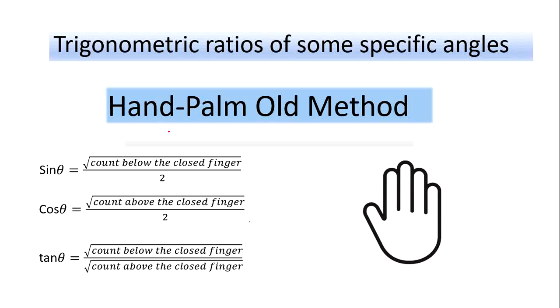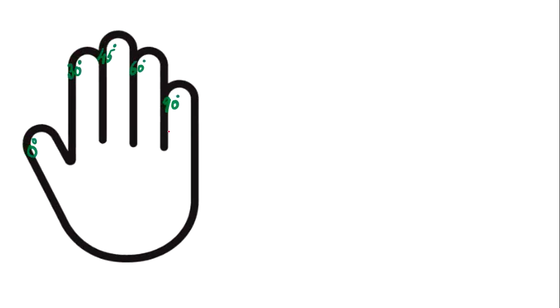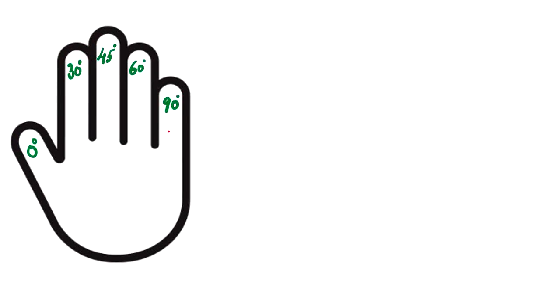When you're learning this, try to do it with your hand and connect the concept with the method you're going to learn now. First of all, naming the fingers with the specific angles is very important. Let us consider the left hand fingers, where the thumb finger we denote with 0 degree, pointer finger 30 degree, middle finger 45 degree, ring finger 60 degree and little finger 90 degree.